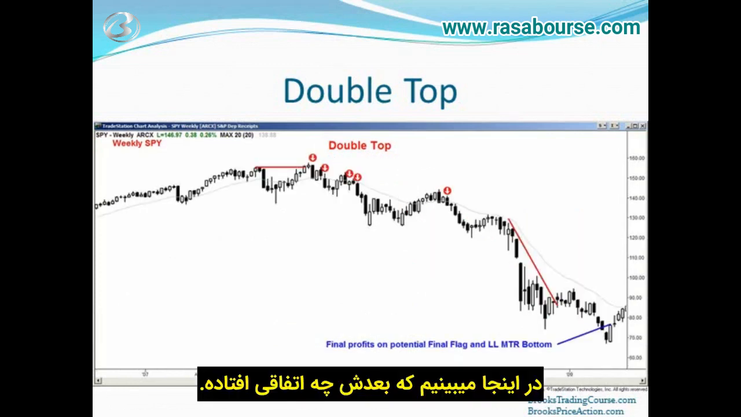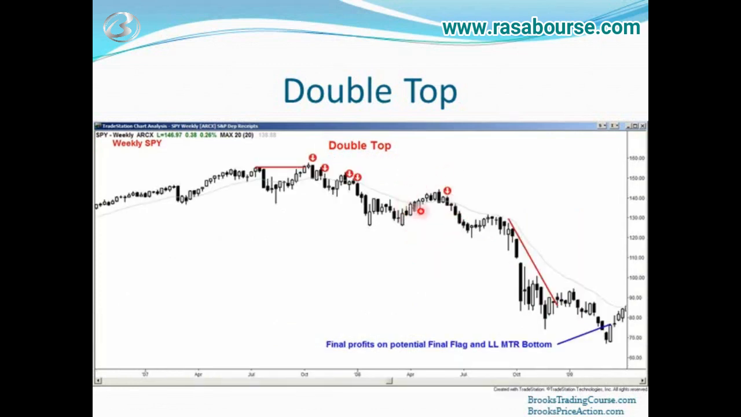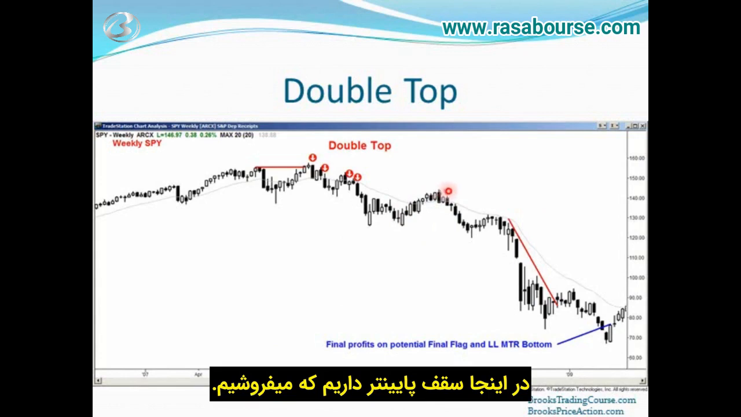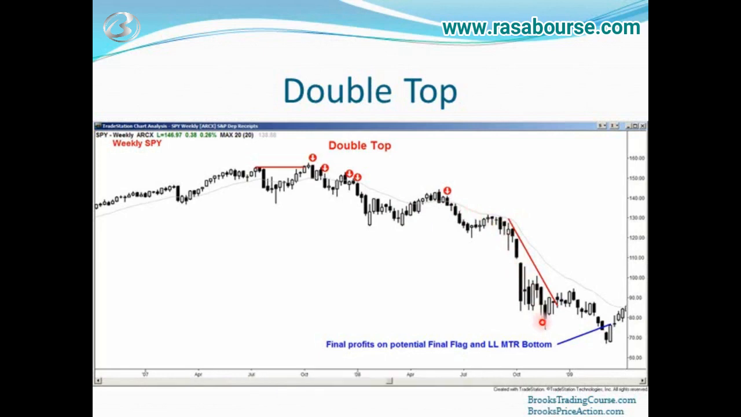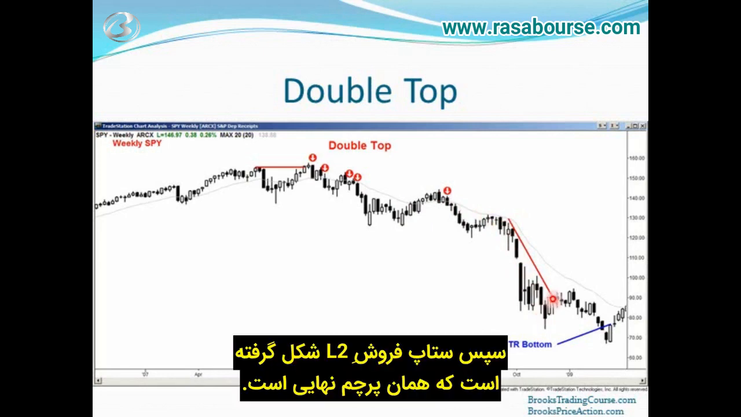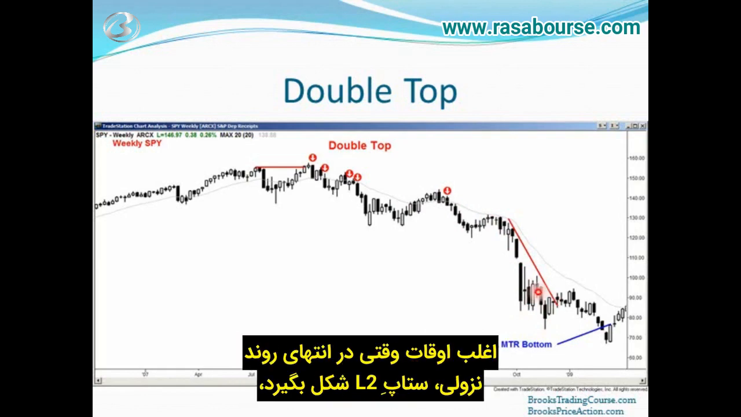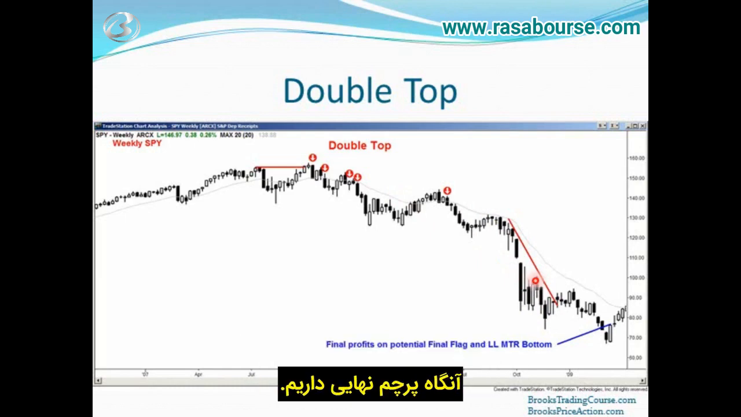This shows what took place after that lower high short over here. We had a very strong sell-off. Again, this is the weekly Spider, the SPY. And we had a low 2 short, so a potential final flag. Whenever you have a low 2 short occurring late in a bear trend, it's often the final flag, especially after a sell climax. And then we have another sell climax, not a very good buy.